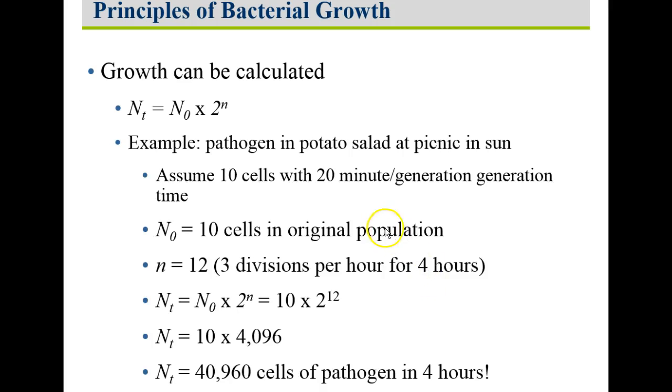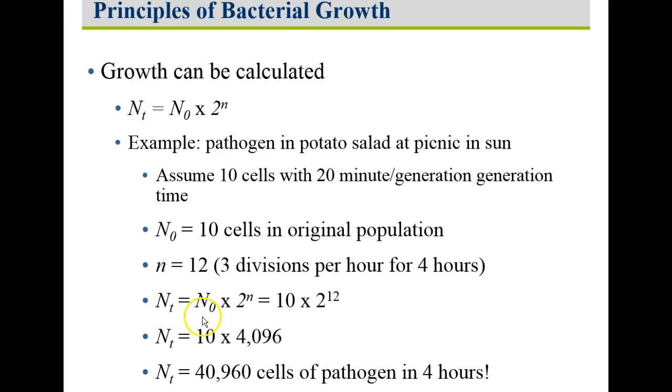So using this formula, for example, we could calculate the final number of cells in a population of 10 bacteria that go through 12 generations. N0 is the original number of cells in the population, which is 10 in this particular example. N is the number of generations, which is 12 in this particular example. Remember, we had 3 divisions per hour for 4 hours.